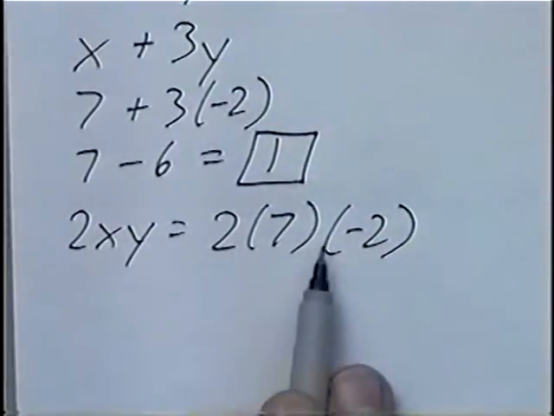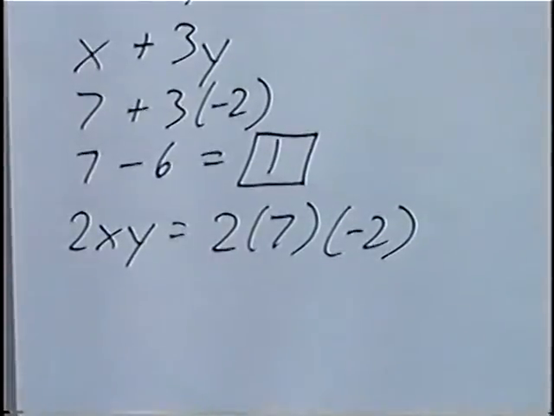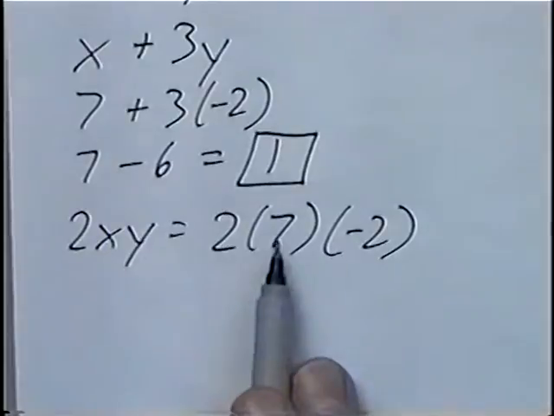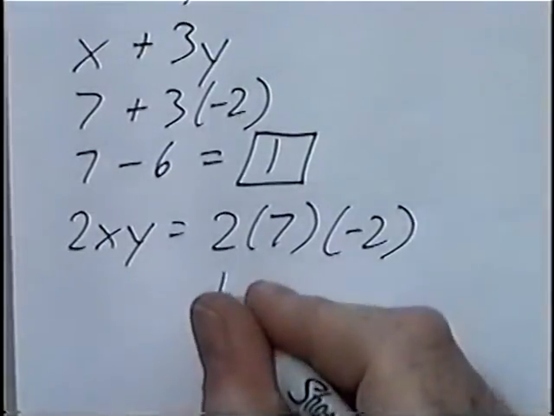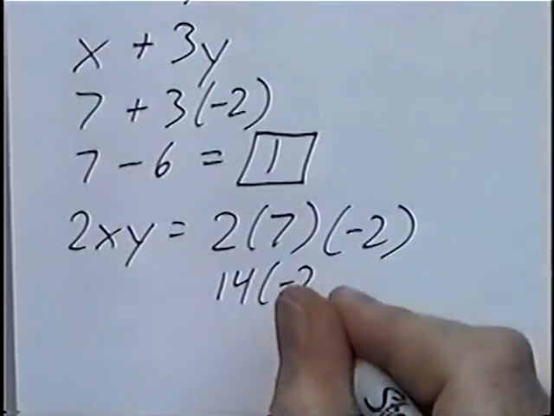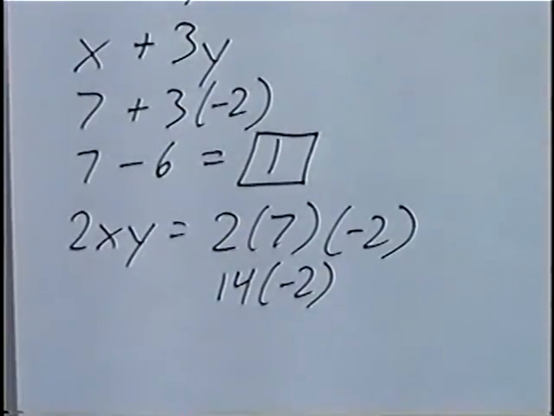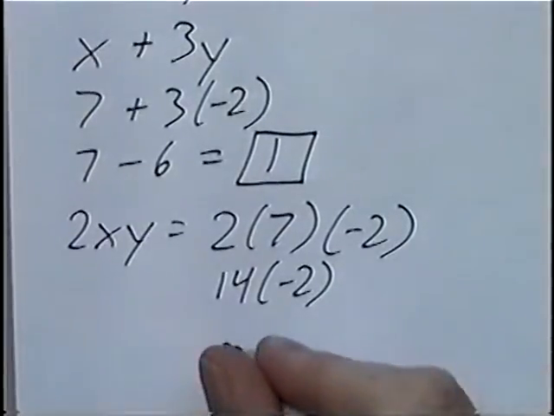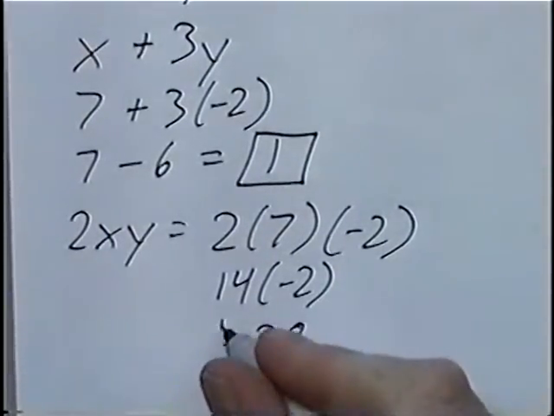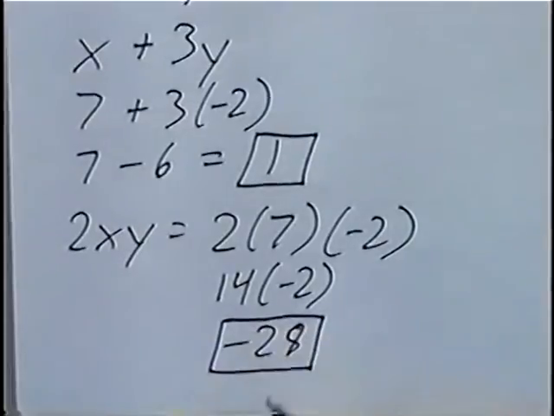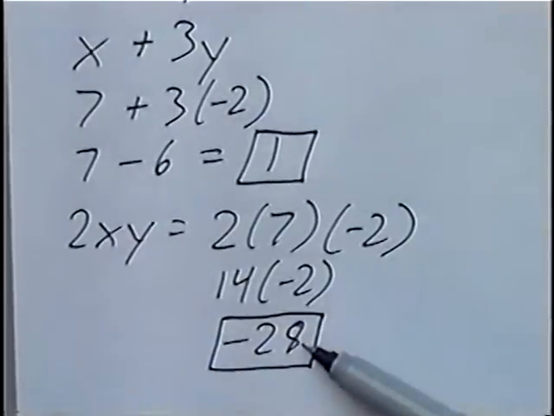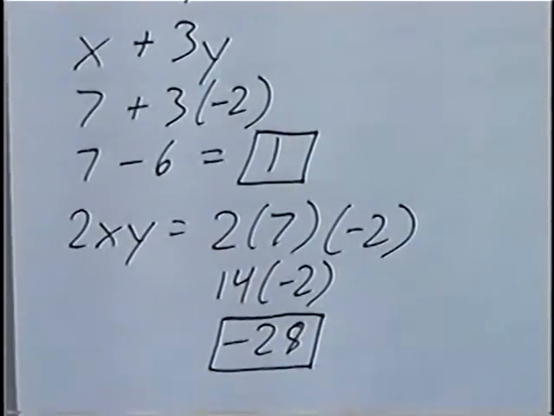In this question, we are multiplying. Keep in mind when you multiply, go from left to right. So in this case, we'll multiply 2 times 7, which would be 14. And the final answer, 14 times -2, would be -28. When you multiply numbers, if you have one negative number, the answer will be negative.